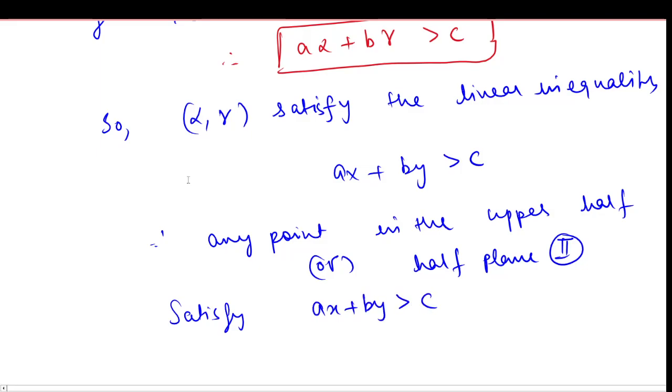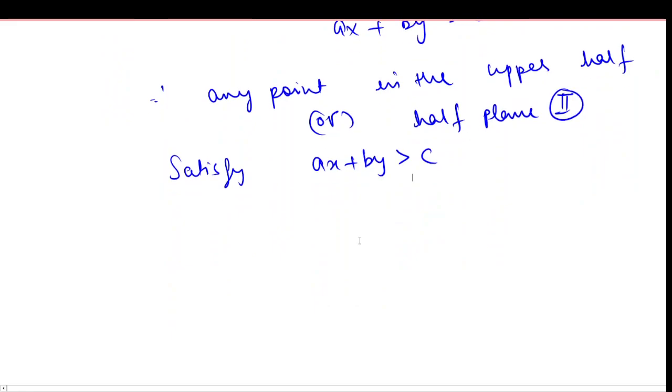So likewise we can prove it for the lower half. So this is what a half plane is and how to represent the upper half and lower half in the Cartesian plane. Next we have a note.